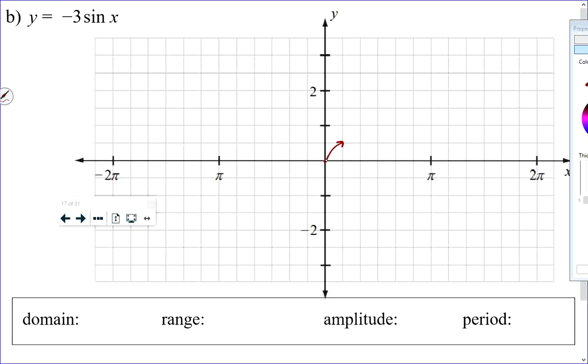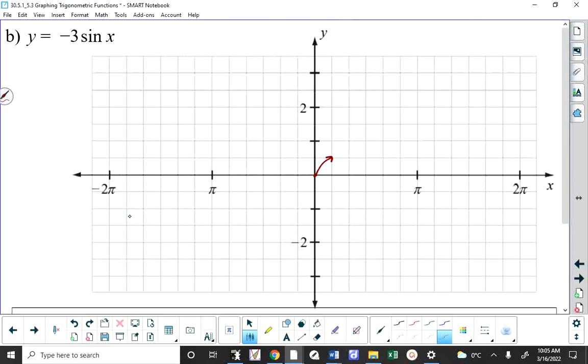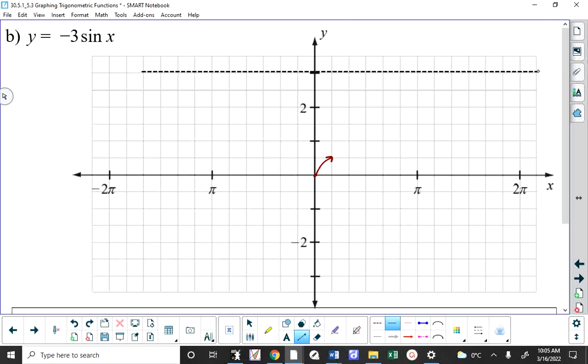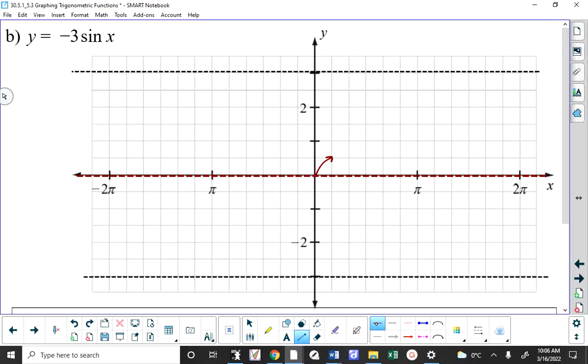So what does that tell us? It tells us that there will be a maximum value of 3 and a minimum value of negative 3. And the middle of the graph is going to be here. But instead of it starting at the origin going up, it has to start going down, because it's been vertically reflected because there's a negative in front of the 3.